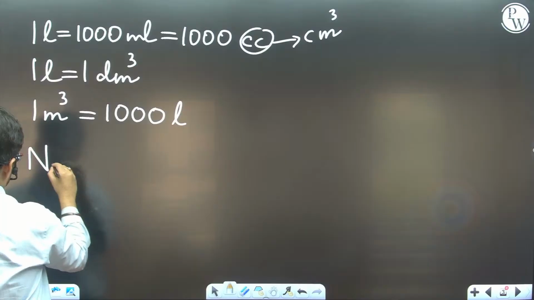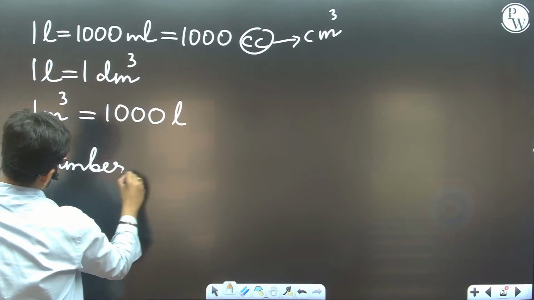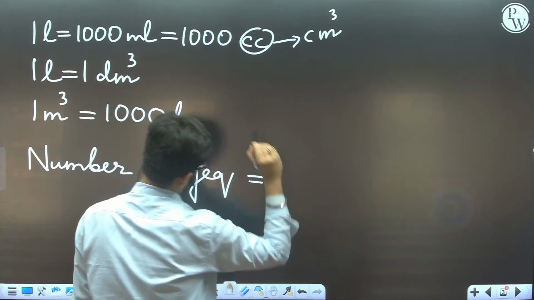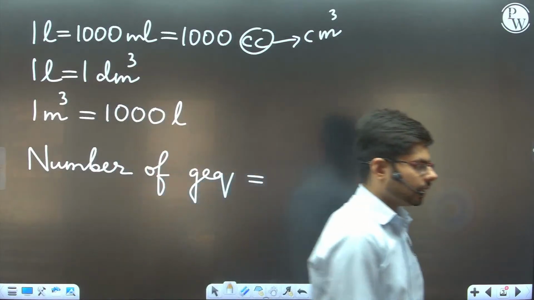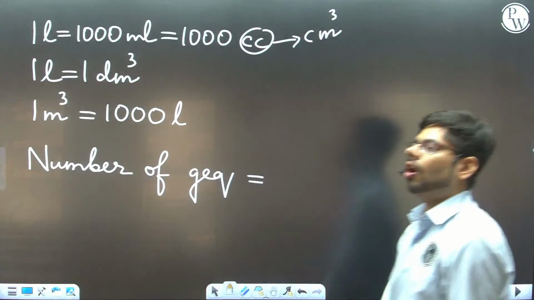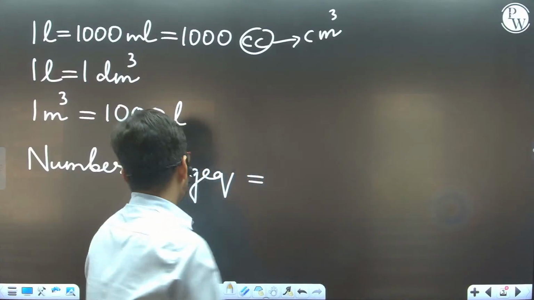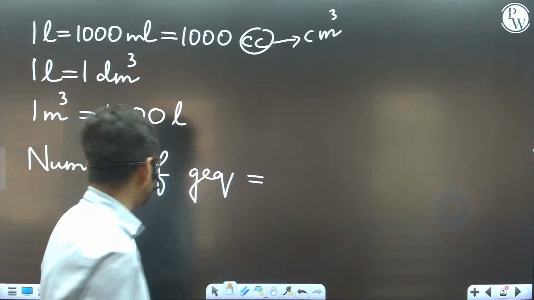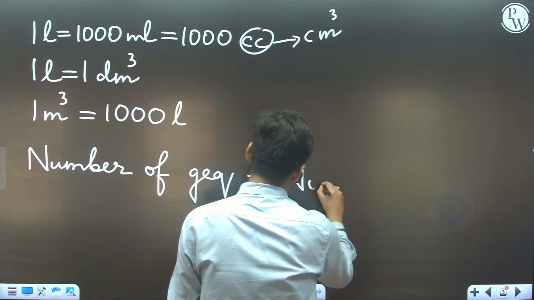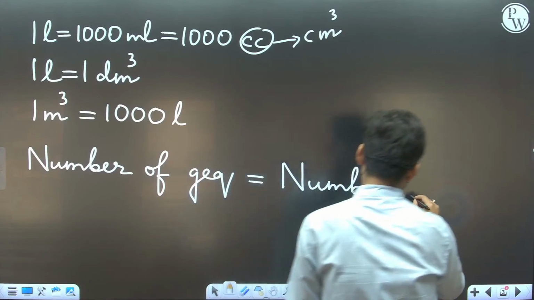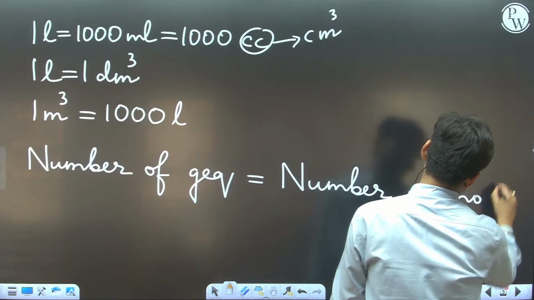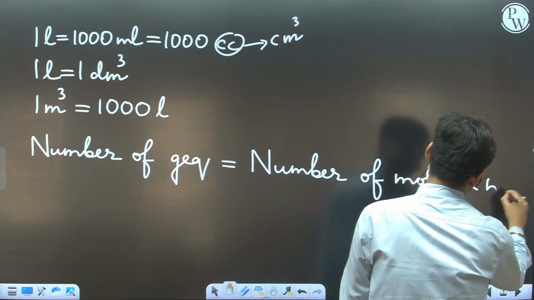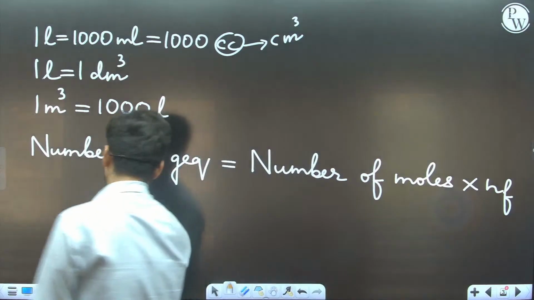Now, let's come to the next important formula. Number of GEQ. GEQ is called gram equivalence. We can write it like this. Don't have to write the full thing, but you should know that GEQ means gram equivalence. So, number of GEQ is equal to number of moles multiplied by NF. NF is N factor.